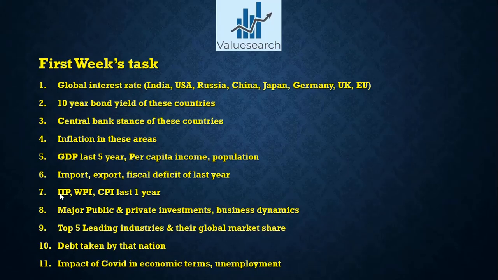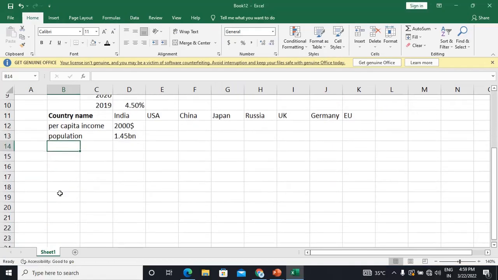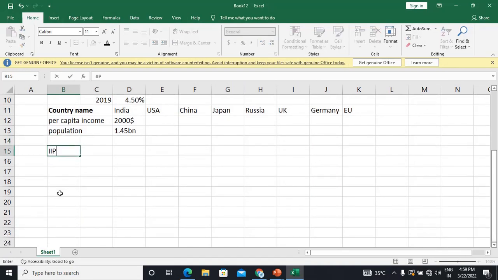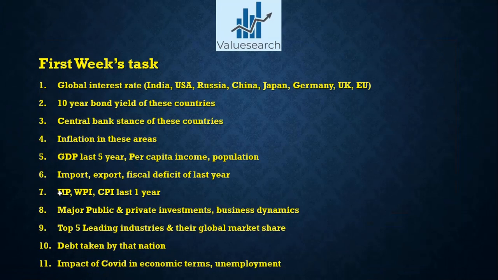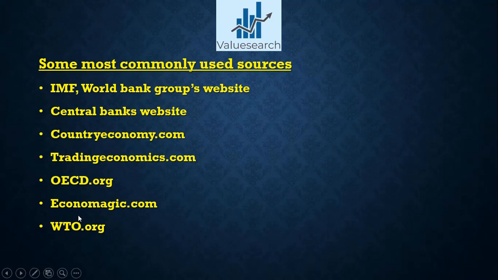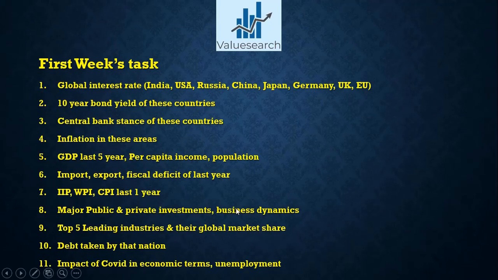But आपको जो करना है यहाँ पे, what you have to do is that IIP for January, February, like that, March for India. IIP, let's say, was 2%, like that. Now measure public and private investments, business dynamics. So this work you should be doing on Microsoft Word.